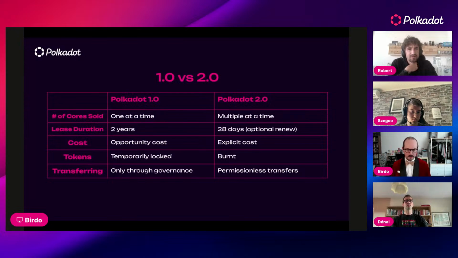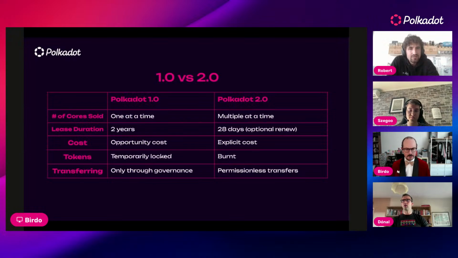When can we buy Coretime? That is, I believe, now or very soon, after the 7-day interlay. Yeah, so 7 days from now. Yeah, very cool.